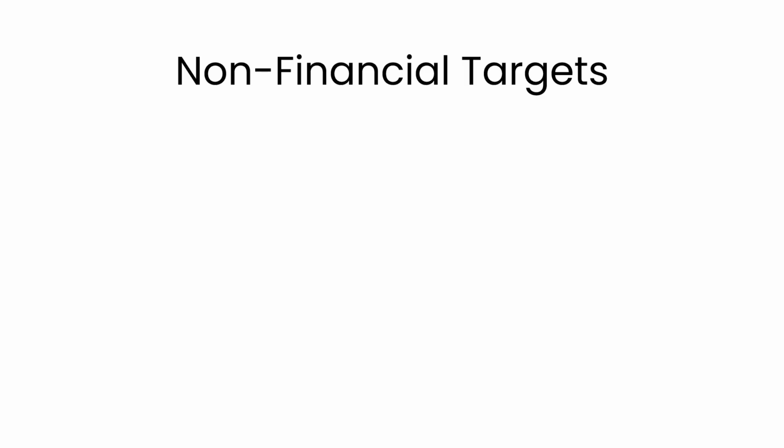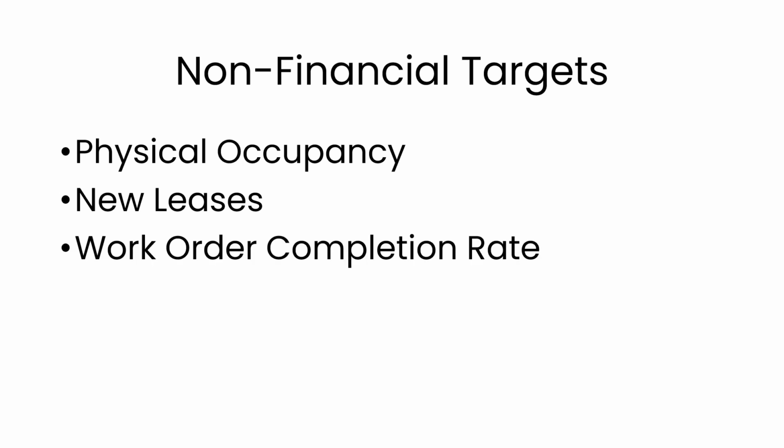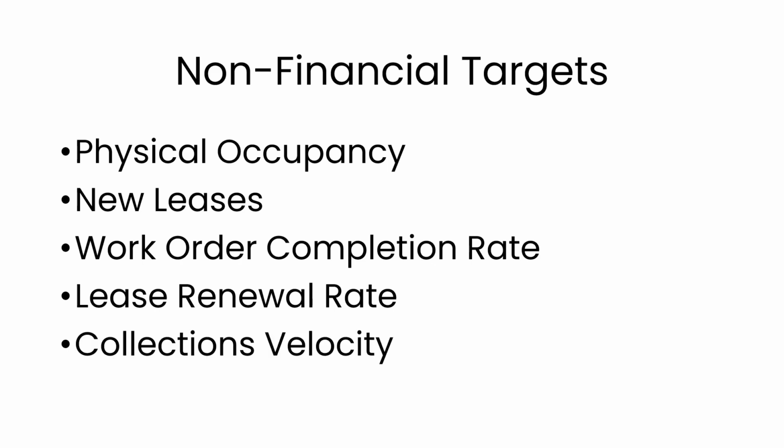Most property management systems allow you to store budgets for financial line items. But what about non-financial line items? Things such as your target for physical occupancy, or your target for how many new leases that you'll be signing, or your work order completion rate, your lease renewal rate, or your collection velocity. There's no place in the property management system to store those. However, if you're using the Asset Management Studio, you can store targets for non-financial line items and then be able to compare the actual performance with what your target was. So let's go to the demo.